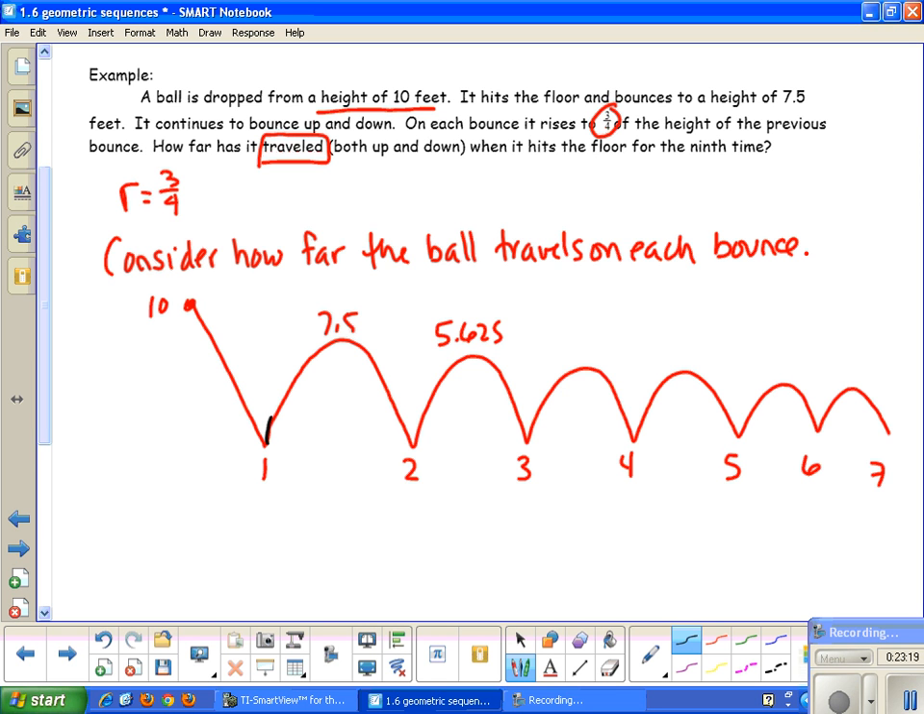So we want to find the distance traveled. So that means I need to figure out how far up and down I have gone in that first bounce. So 7.5 plus 7.5 is equal to 15. So this is the first bounce that we have traveled. The second bounce, I'm taking this number and multiplying it by 3/4, and I get 11.25. So this would be the next distance I've traveled.